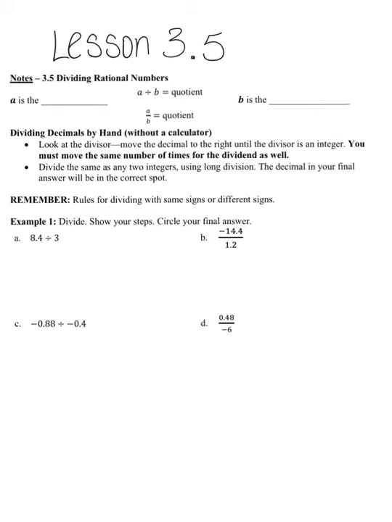This is Mrs. Reister with lesson 3.5. We are dividing rational numbers. So here we've got A divided by B, where our answer to a division problem is called a quotient.